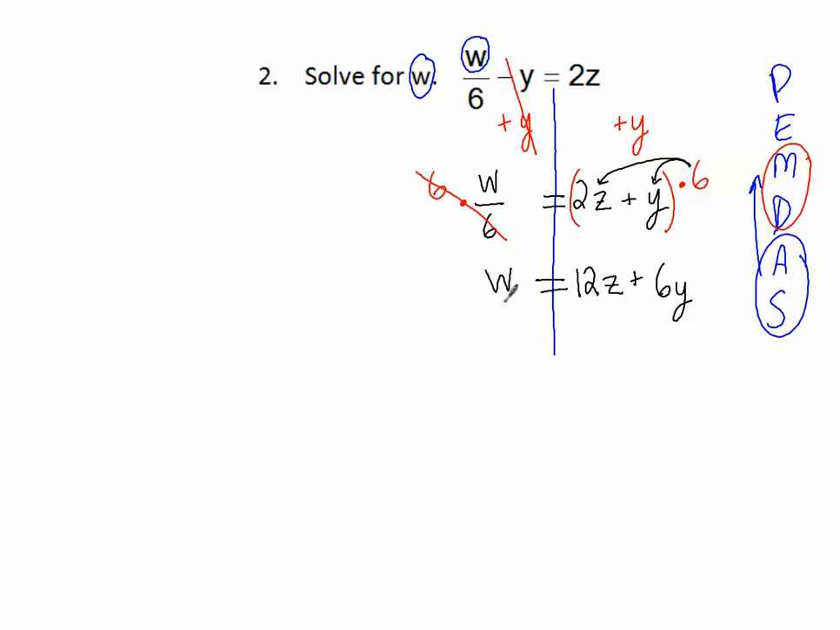I do have w by itself, but on the other side of the equation, I always want my variable terms to be in alphabetical order. Y is supposed to come before z, so that's how we will write it. W equals 6y plus 12z.